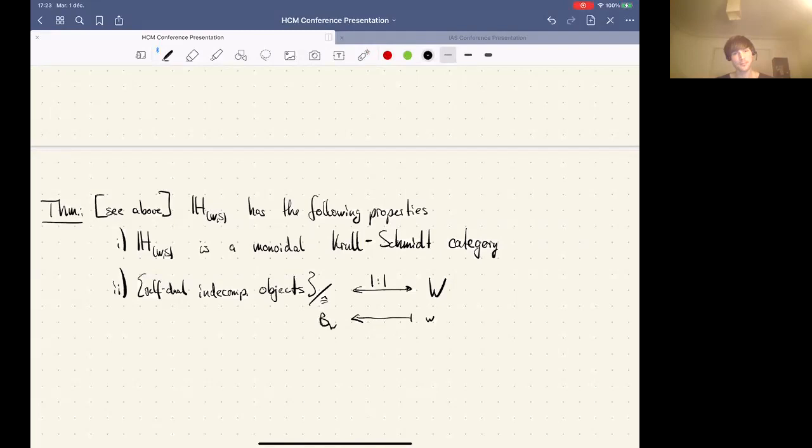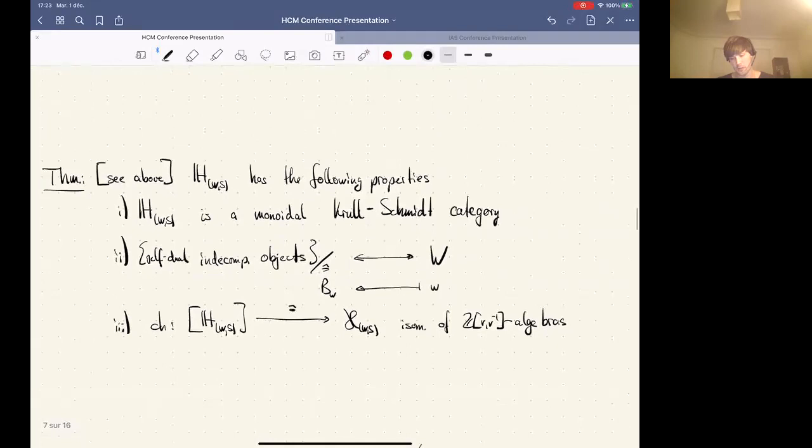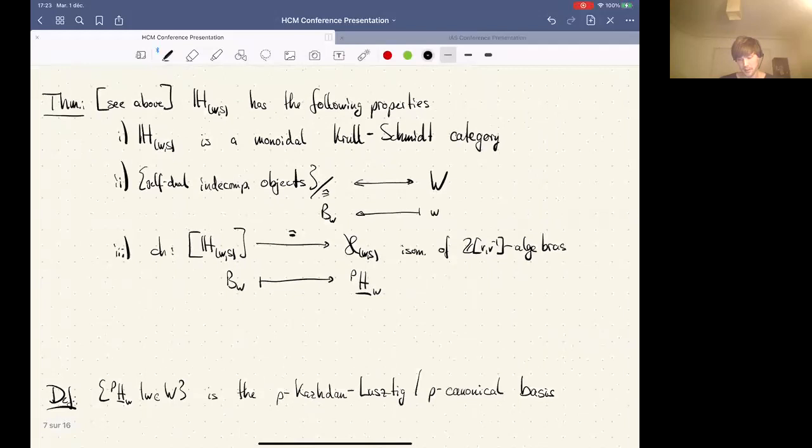Okay. And then, as I said, this is a categorification of the Hecke algebra. So in particular, we have an isomorphism of the split Grothendieck group of this Hecke category with the Hecke algebra. And as I mentioned previously, the Hecke algebra is an algebra over Laurent polynomials in one variable. So our monoidal structure induces a multiplication, the additive structure induces an addition, and v acts as a grading shift. And under this isomorphism, on the left-hand side, it's clear that the self-dual indecomposable objects give us a basis. And this basis we want to transport over and call the image of this indecomposable object B_W, p-H underline W. And now the definition is that the collection of all these p-H underline W is the p-Kazhdan-Lusztig or p-canonical basis.